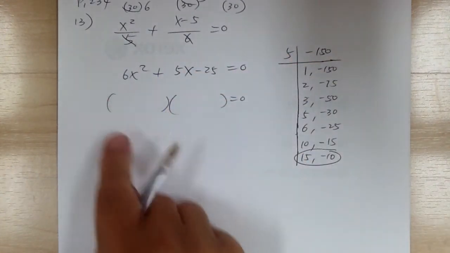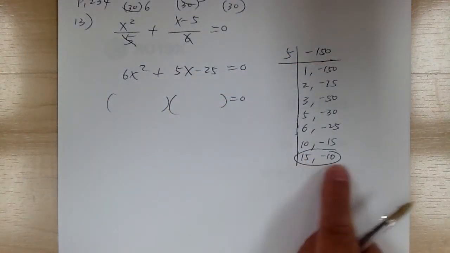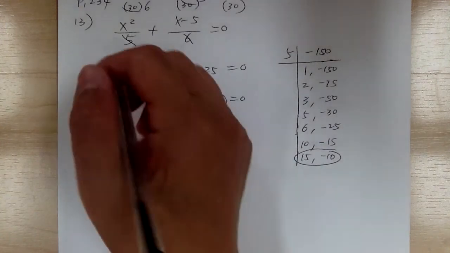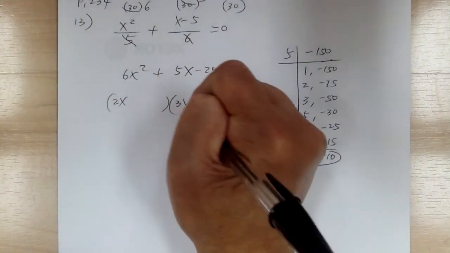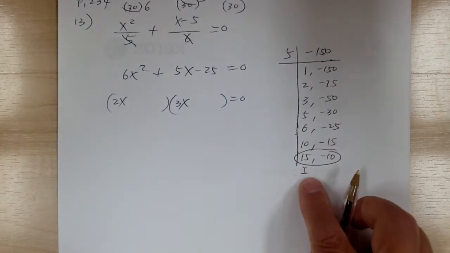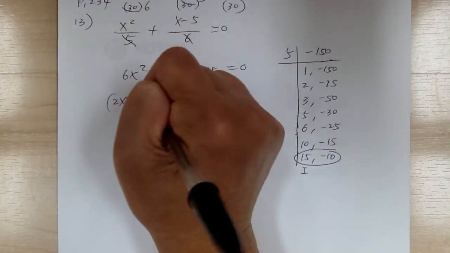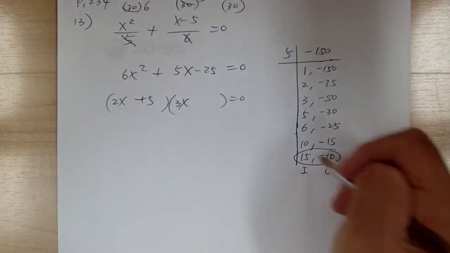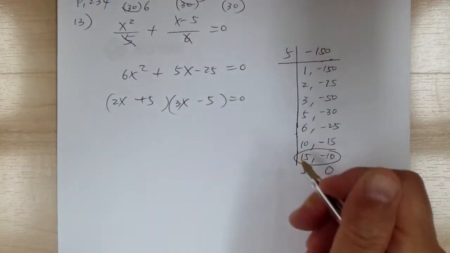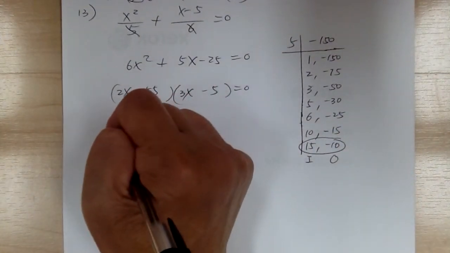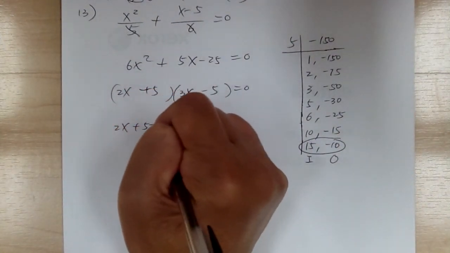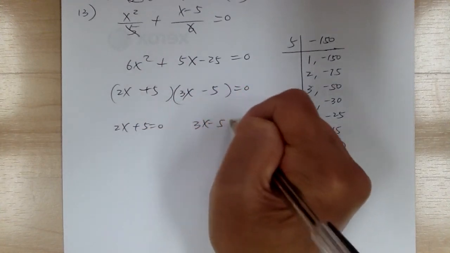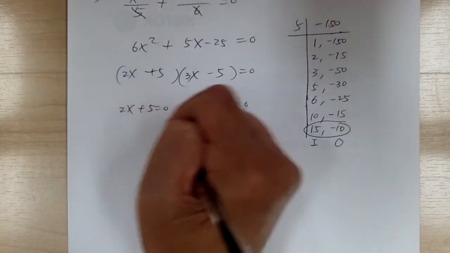Okay. Again, if you notice that there's no multiple of 6 over here, so x and 6x is not going to work. So you have to try 2 and 3. So this would be the inside, so it would be plus 5. This would be the outside, so it would be minus 5. So again, you set it equal to 0. And you go and solve.